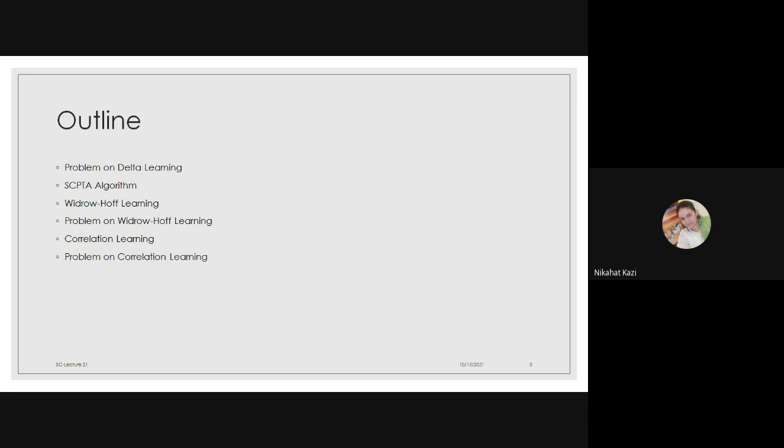So we'll move ahead. We'll solve one more smaller problem on delta learning today, and I want responses from your side. Then we look at the SCPTA algorithm, the single continuous perceptron training algorithm. Continuous perceptron means delta, right? So we will look at the delta learning algorithm. Then we will look at other learning rules, that is Widrow-Hoff and correlation learning. So two more rules we look at. That is what we're going to discuss today.